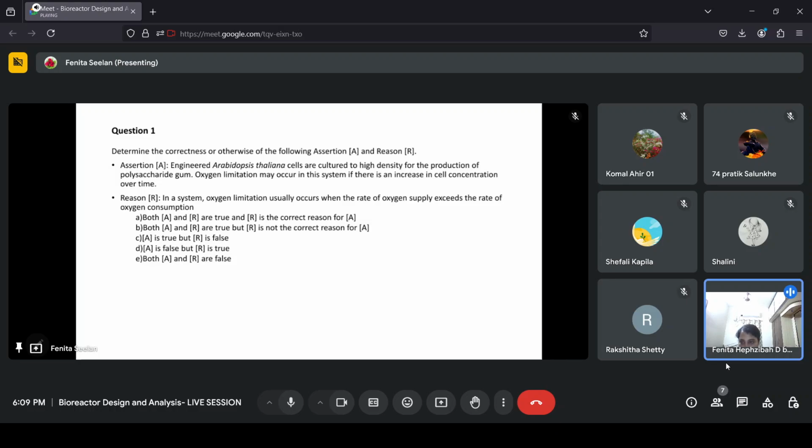There are options given. Option A is both A and R are true, and R is the correct reason for A. B, both A and R are true, but R is not the correct reason for A. C, A is true, but R is false. D, A is false, but R is true. E, both A and R are false. Anybody have an idea about the answer for this question?